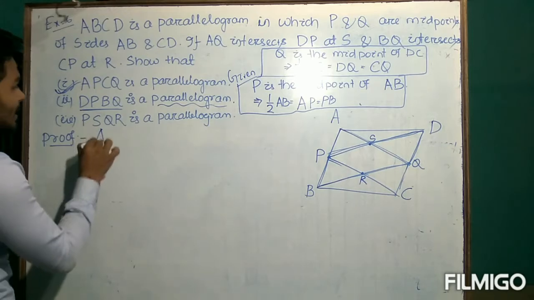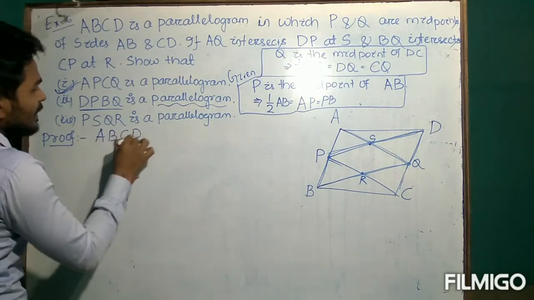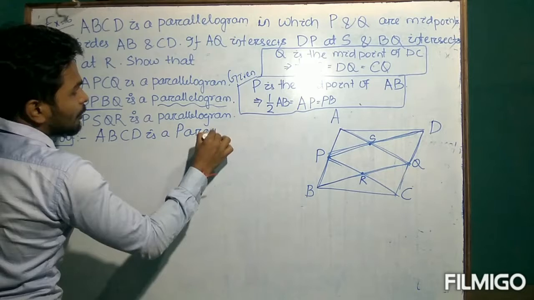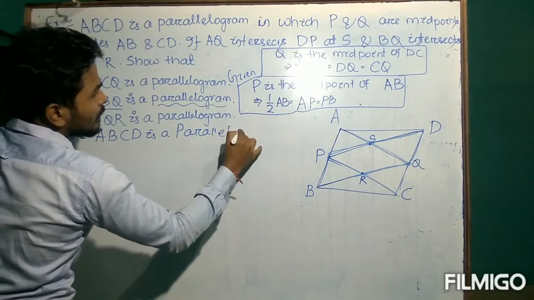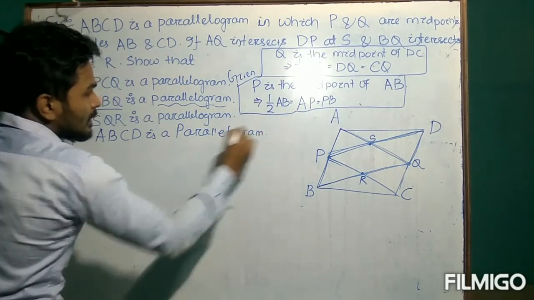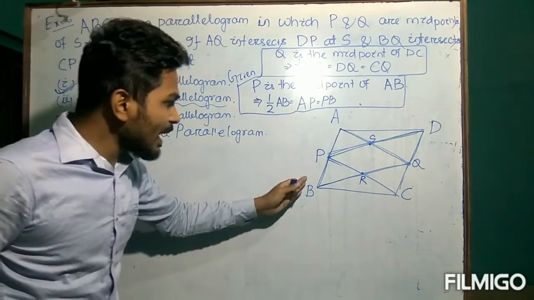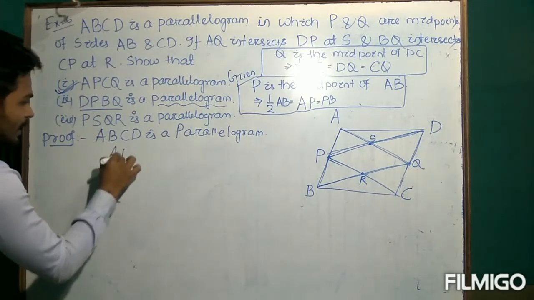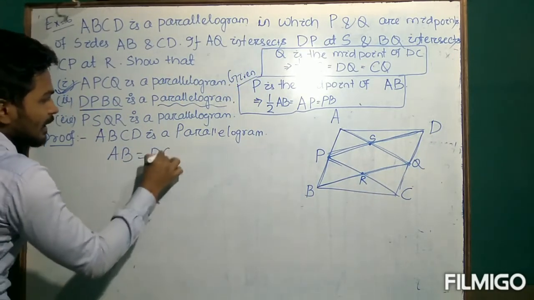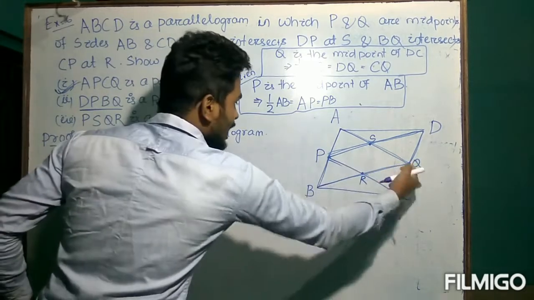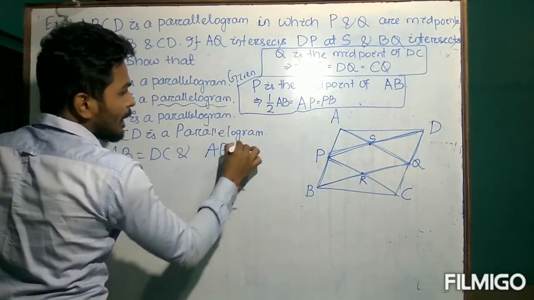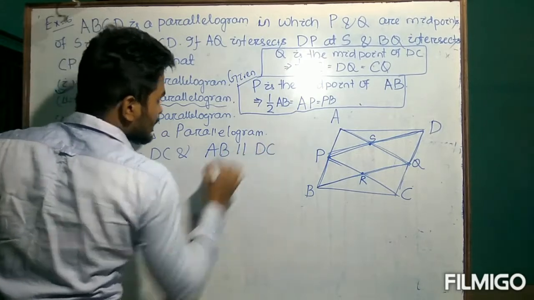Right. So we can write that ABCD is a parallelogram. So we can write that this side AB is equal to this side DC. So AB is equal to DC. And these two pair of sides are also parallel. So AB is parallel to DC.